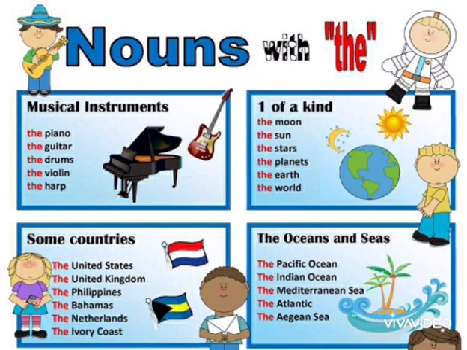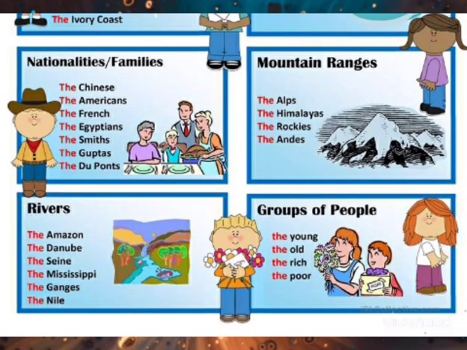One of a kind, which means things that are only one: the moon, the sun, the stars, the planets. The oceans and seas, for example, the Pacific Ocean, the Indian Ocean, the Mediterranean Sea, the Atlantic, the Aegean Sea. So these are some examples of using the.